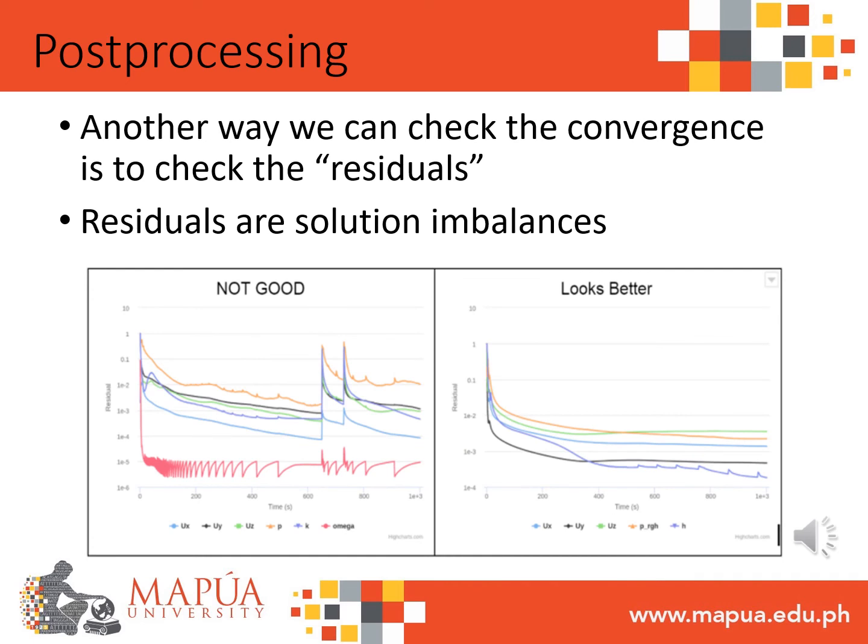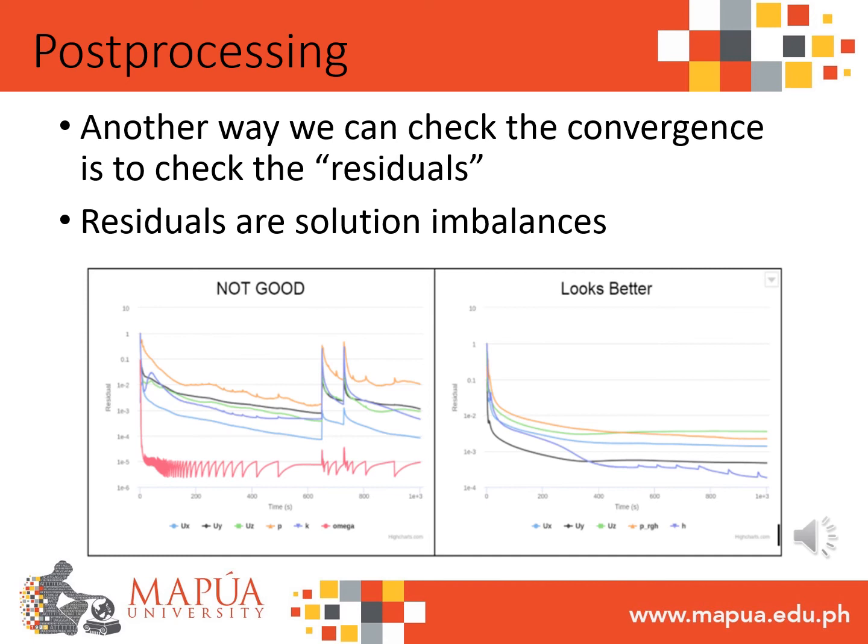Another way we can check the convergence is to check the residuals graph. Residuals are solution imbalances. They are used as a measure for discrepancy between each iteration. Now, if we want to reach convergence, we want our residual level to decrease as we go further with our iteration. Usually, at below 1 times 10 raised to negative 3 level, we can already have a converged solution.